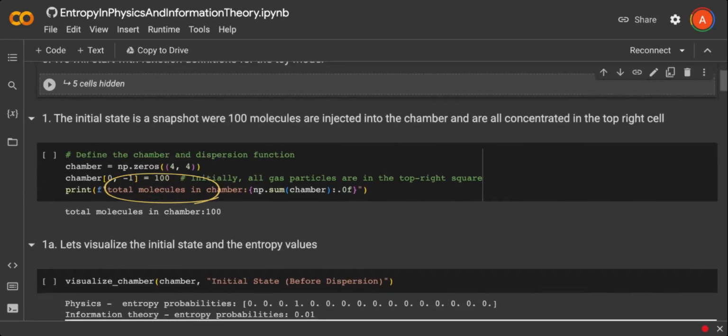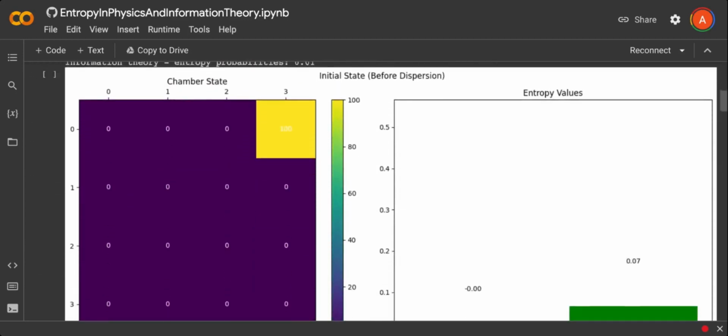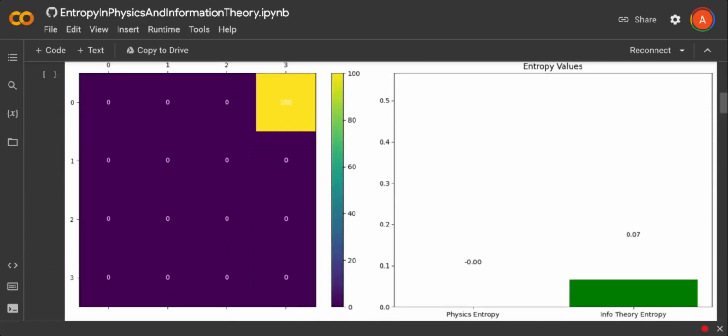The initial state is a snapshot where 100 molecules are injected into the chamber and are all concentrated in the top right cell. We will calculate the entropy for this state, from both physics and information theory perspectives. It is a single number in both cases. The entropy is lower in physics, compared to information theory, for this state.